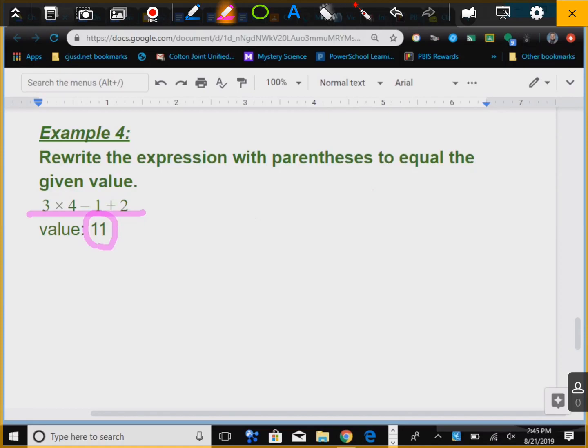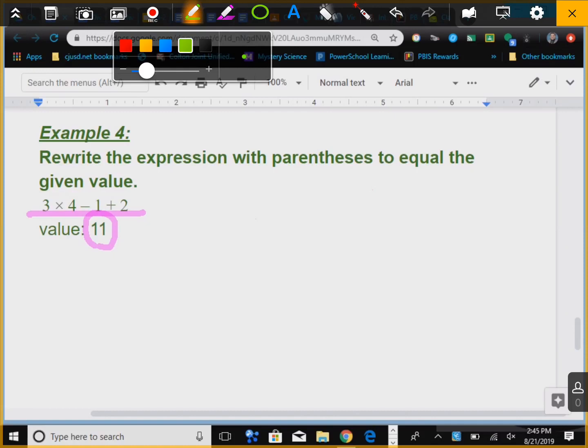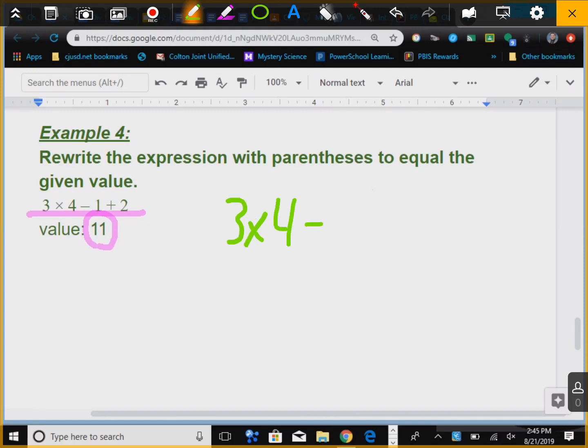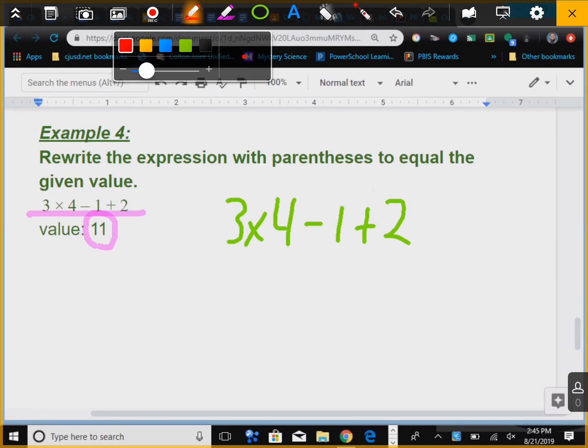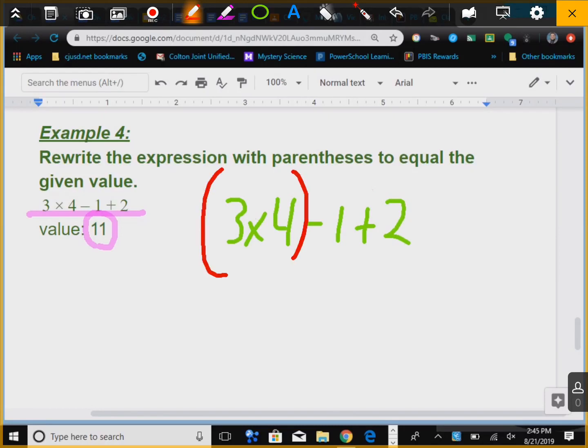So let's go ahead and try that out. I have 3 times 4 minus 1 plus 2. Right now this would not equal 11. This would be 12 minus 1, which is 11, plus 2 is 13. So I know I can't really put my parentheses here, because I was already doing that first anyways. So parentheses can't go there.